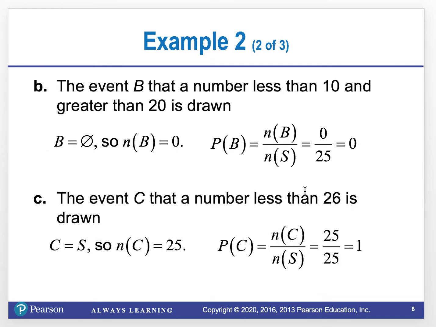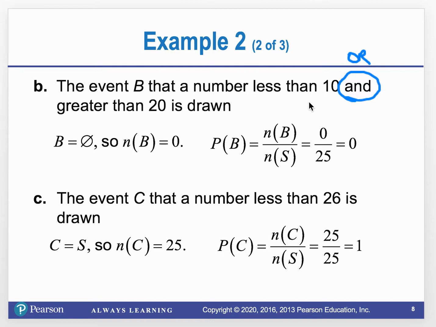All right. So keeping that in mind, what if the event B is that a number less than 10 and greater than 20 is drawn? Be very careful of our English. Pay attention to words like whether it had an "and" versus an "or," because "and" means happens at the same time, remember? So are there any numbers that can be less than 10 and are also greater than 20?